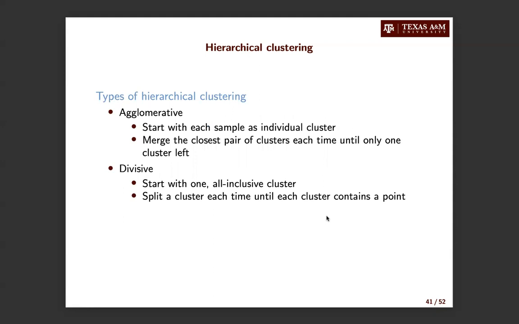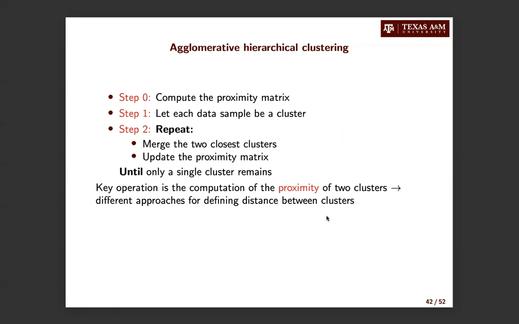Agglomerative hierarchical clustering starts with a single sample as an individual cluster and then merges the closest pair of clusters together each time until only a single cluster that includes all the data is left. Divisive hierarchical clustering is exactly the opposite, meaning that we start with a single all-inclusive cluster and then we split the cluster each time until each cluster contains 1 point. So we're going to focus on agglomerative hierarchical clustering. This contains a few basic steps.